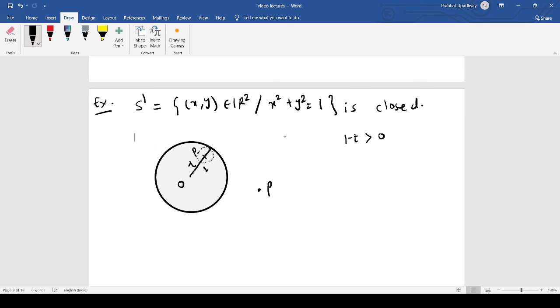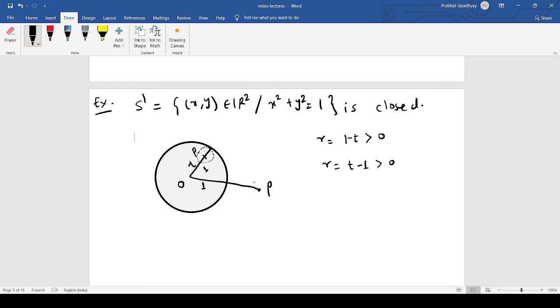And it suggests I should choose my R to be 1 minus T. We will see whether this works or not. And in the second case, where my P lies outside of this circle, the distance between 0 and P is going to be greater than 1, because the radius of my circle is 1, and since P lies outside of my circle. So here also say T is the distance between 0 and P. In this case, it suggests I should choose my R to be T minus 1.